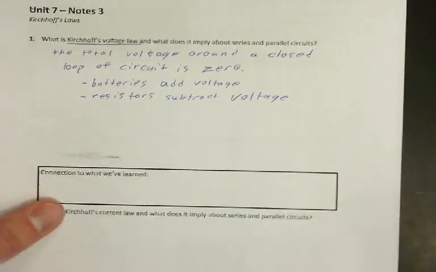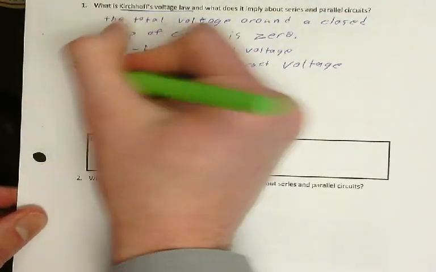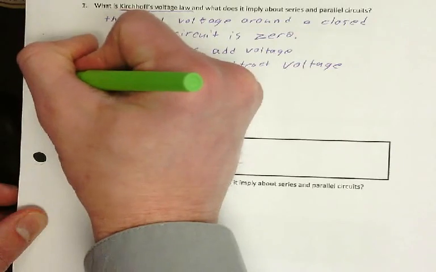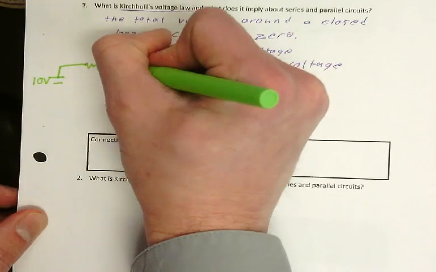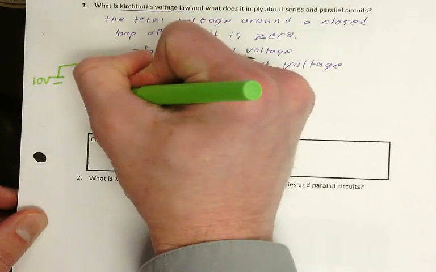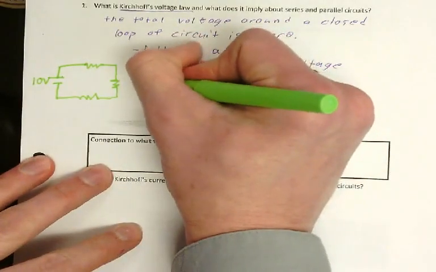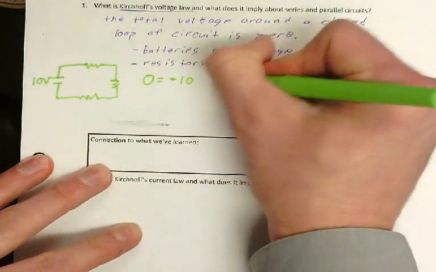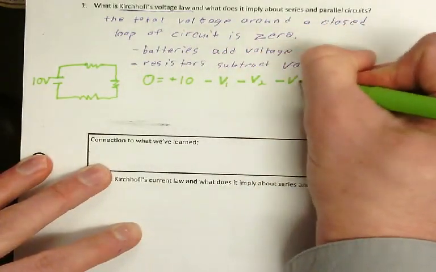Okay, so let's do a super quick example. So I've got a circuit here that's got a voltage of 10, and it's connected to one resistor, two resistors, three resistors. So the way I would do this is I would say 0 equals plus 10 volts minus the voltage for 1 minus the voltage for 2 minus the voltage for 3.